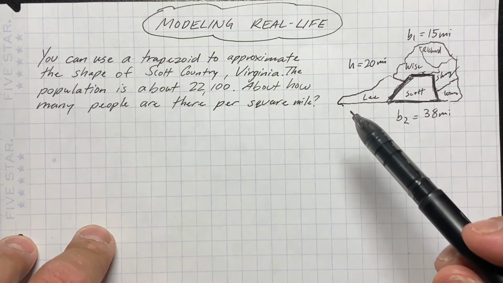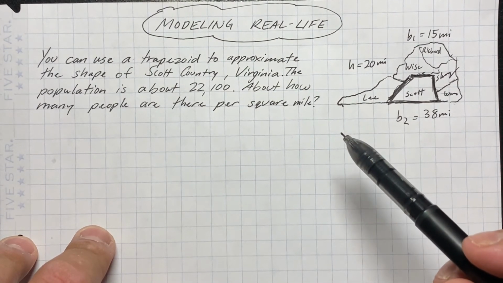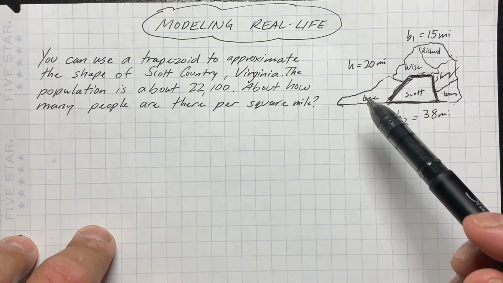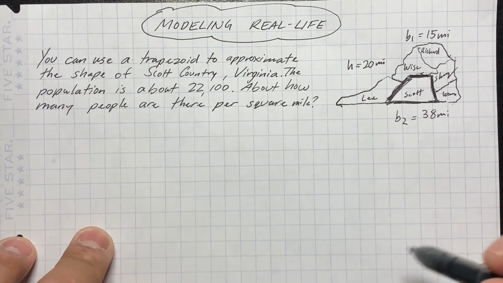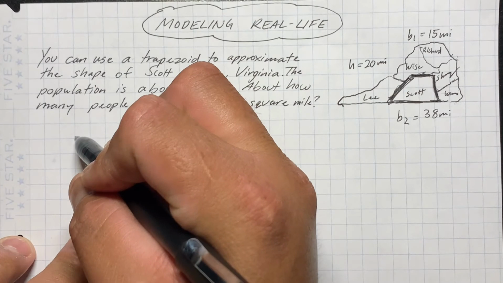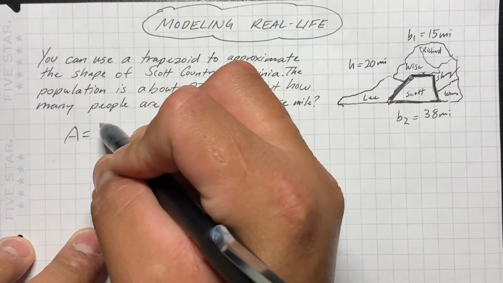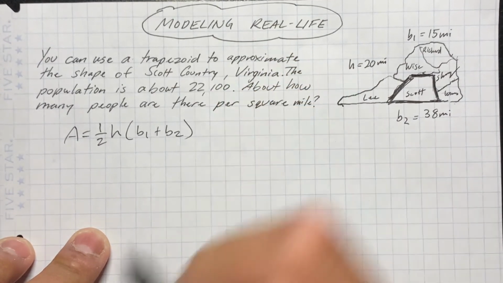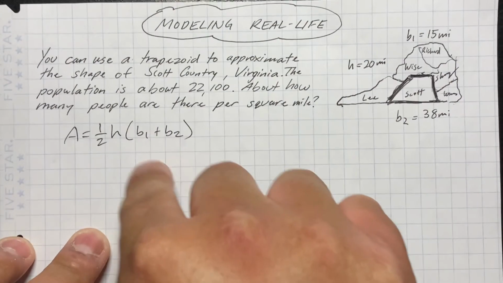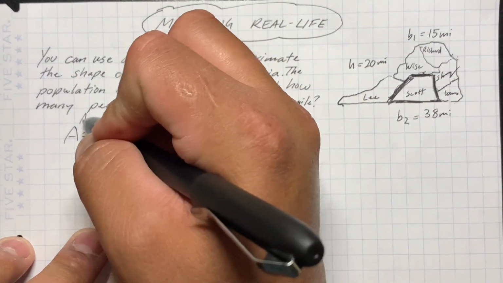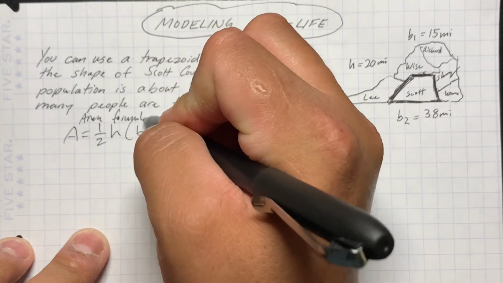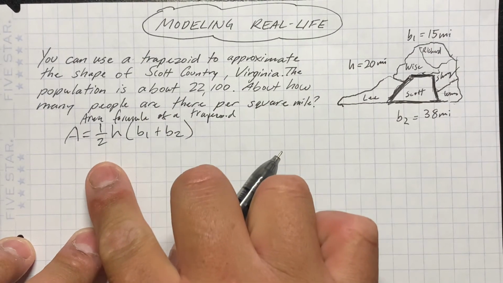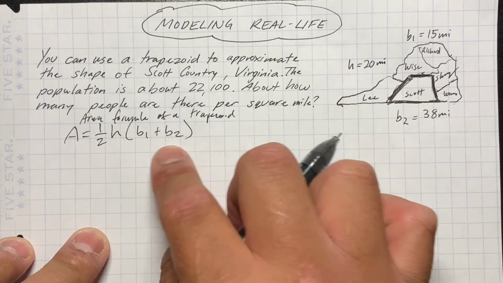So we make a plan. Let's use the area formula of a trapezoid to find the area of Scott County. Then we'll divide the population by the area to find the number of people per square mile. So let's check it out. The area of a trapezoid formula is area equals half times the height, and then base 1 plus base 2. Make sure you write it down. Area equals half times the height, and then multiply that by base 1 plus base 2.